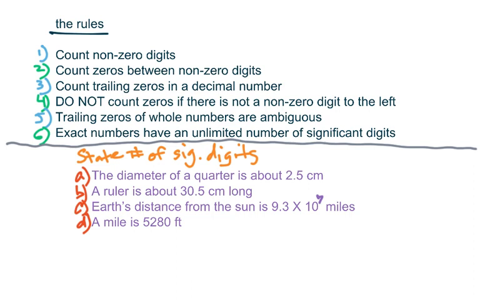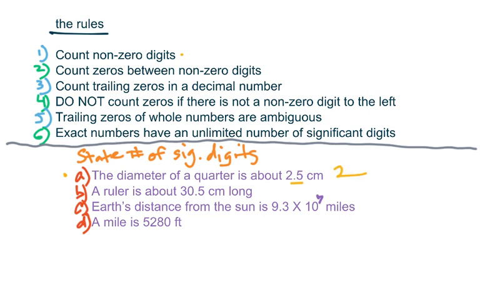Who came up with this? Scientists. I know math is a science, but if you're at the end of this going, I have no idea what just happened, I really encourage you to find a scientist and let them help you with it. So given this, we're going to look at A, B, C, and D. We're going to state the number of significant digits. The first one says the diameter of a quarter is about 2.5 centimeters. So let's focus on that. So 2.5. If I look at my rules, it says count the non-zero digits. Well, those are non-zero digits.